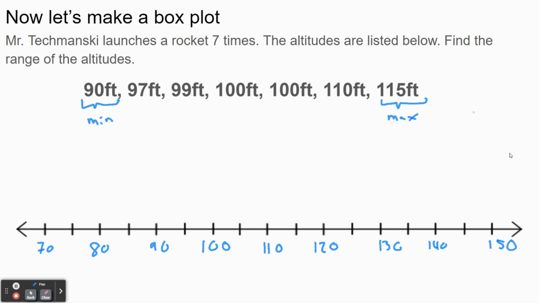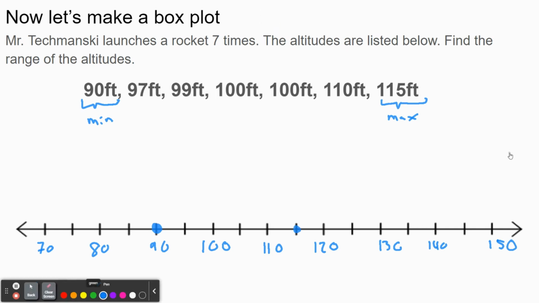First thing that we want to do is put the minimum and the maximum as points on our plot. So our minimum is 90, so we're going to put a point here. Our maximum is 115, so we're going to put a point here.